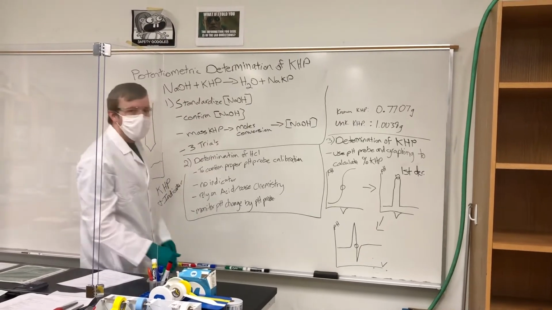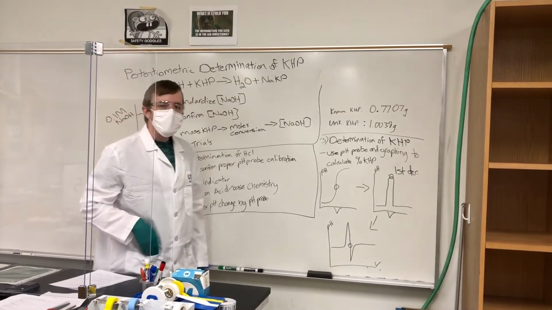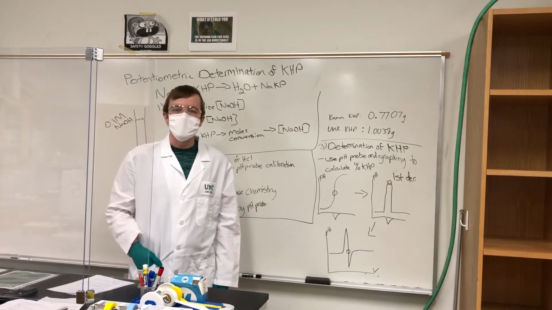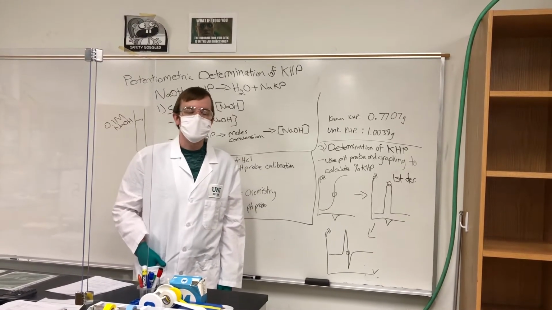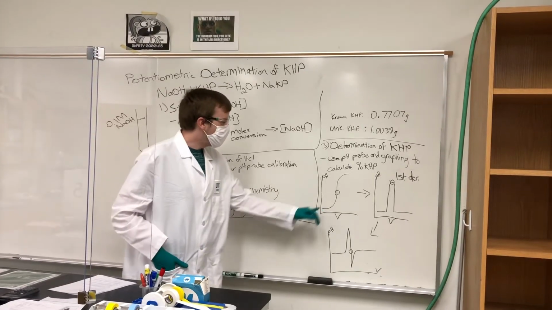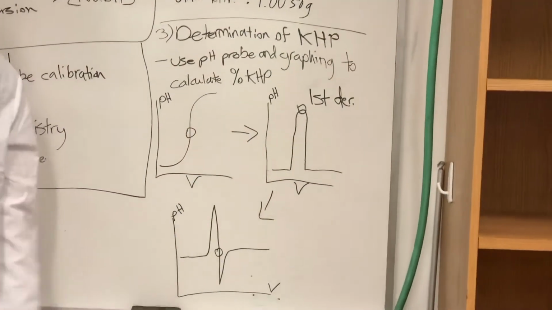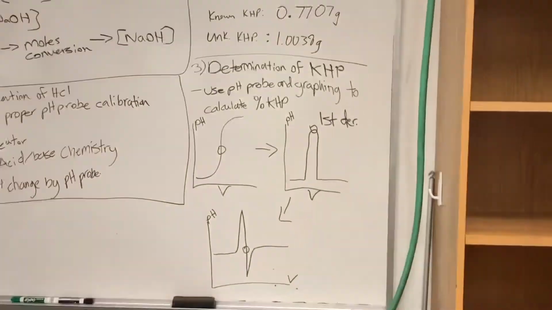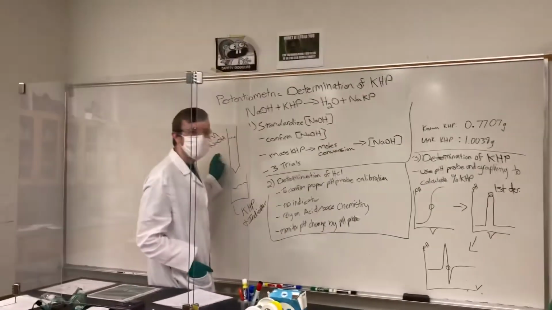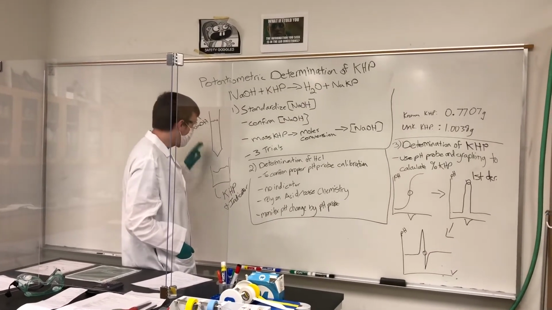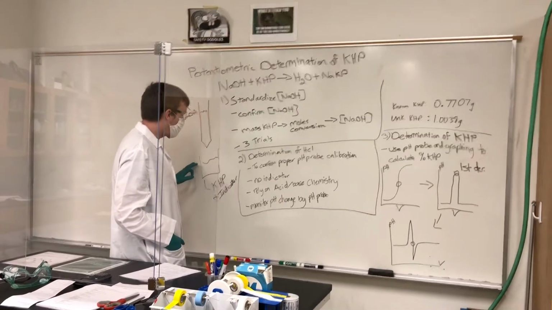Ultimately, we're going to be learning how to use a pH probe, how to calibrate it, and then also how to measure and titrate experimentally so that we can plot the as received pH versus volume graph and then take the first and second derivatives of those functions. We're going to be preparing 0.1 molar sodium hydroxide and titrating it into our KHP solution.